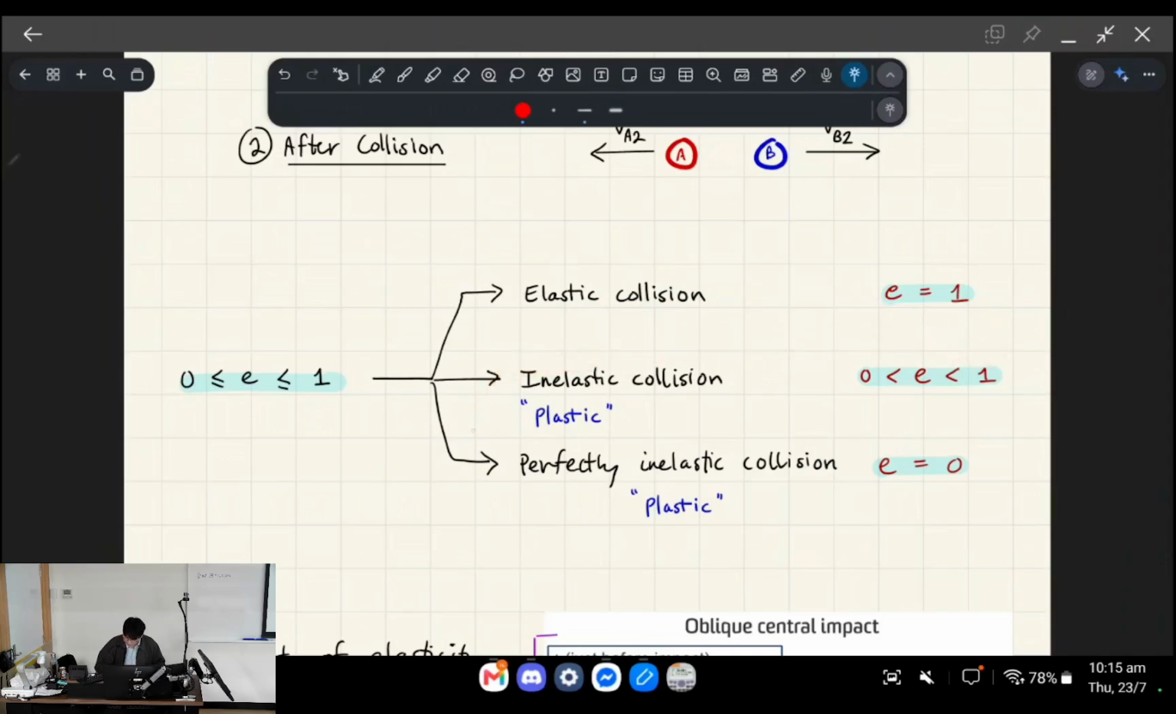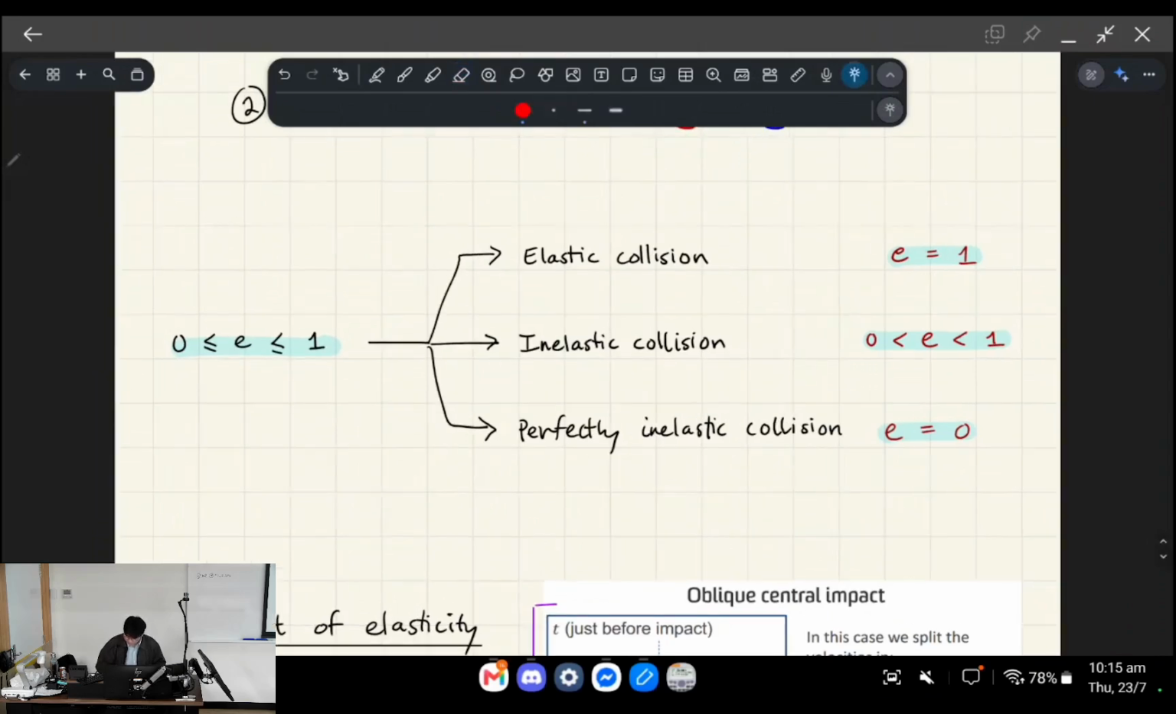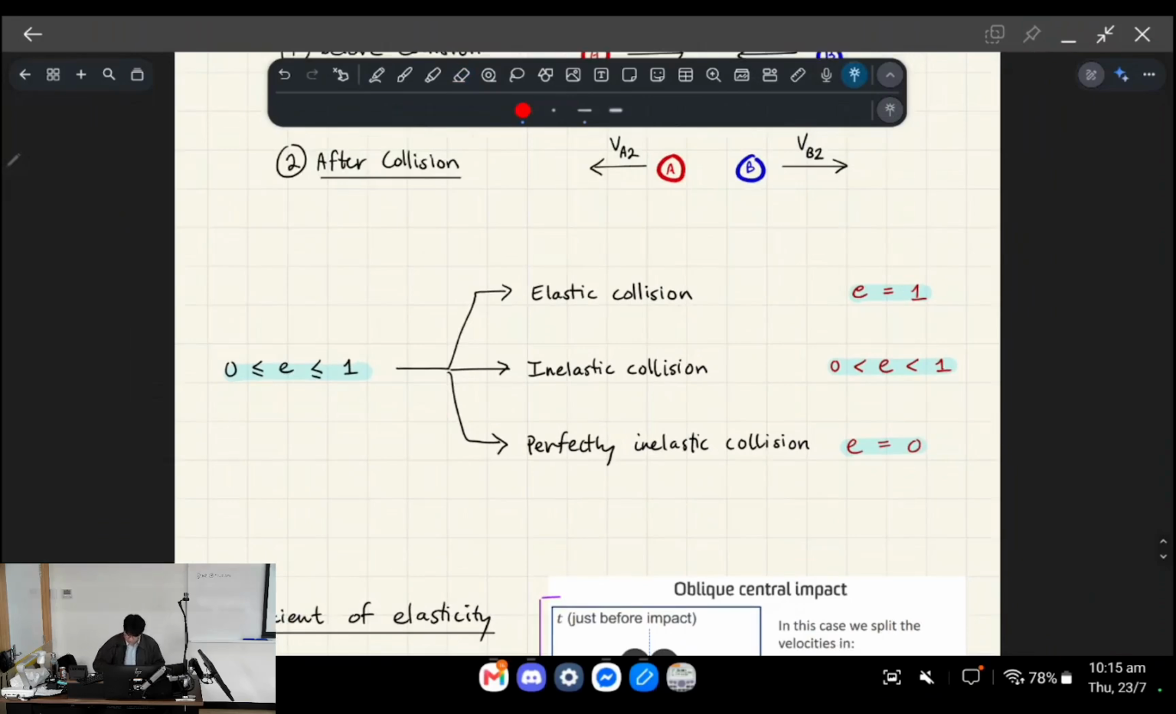If you have an inelastic, you know what, I don't know what I was thinking of with the plastic thing. Let's call it inelastic rather than plastic. I think I was trolling before.